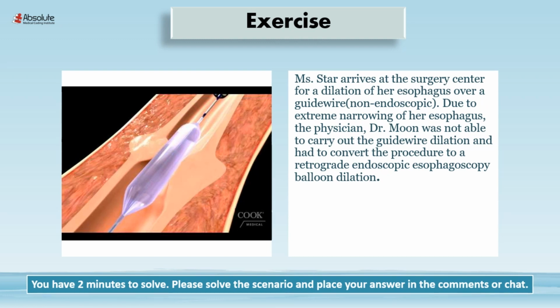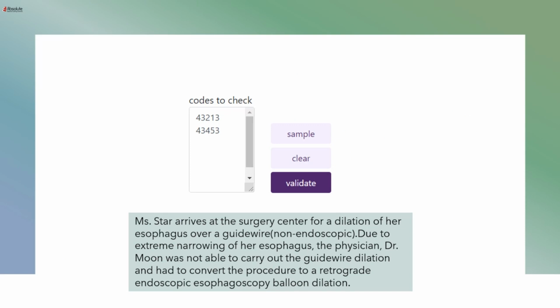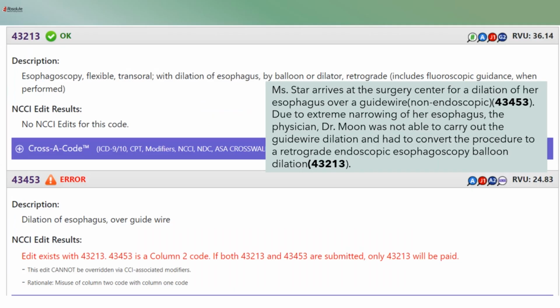All right, do we have our codes? Okay, so the codes that I came up with for this non-endoscopic and endoscopic esophagoscopy with balloon dilation are 43453 and 43213. So we're going to take those codes and place them in the validator. So 43213, 43453, let's go ahead and validate. And here's what comes up.